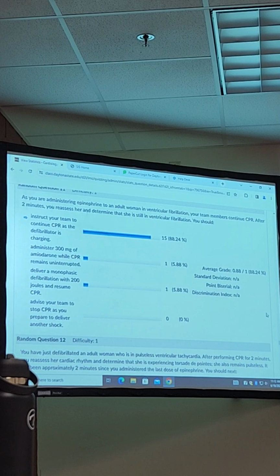Giving epi to a woman in VFib. The team continues to give CPR. After 2 minutes, she's still in VFib. You need to shock her, right? Continue compressions while it is charging. We don't just go, okay, charge. So push on the chest a little bit.